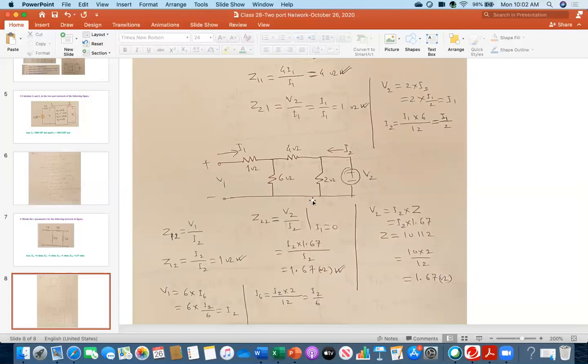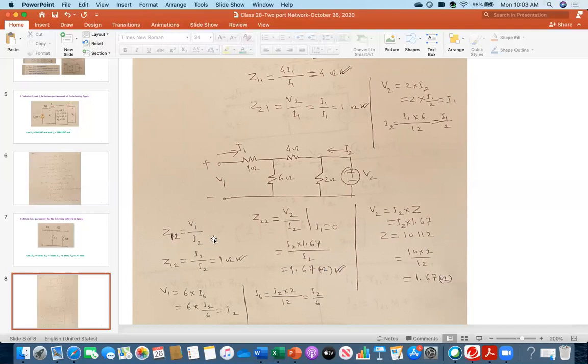So what is happening? You see, G is 10 parallel 2. This means these two are in series and then parallel with 2. So that's 10 parallel 2, and I'm getting 1.67 as the G value. This means my V2 is I2 multiplied by 1.67. Then plugging in V2, I2 cancelled, I got 1.67 ohm. So next, the G12. G12 is V1 over I2.